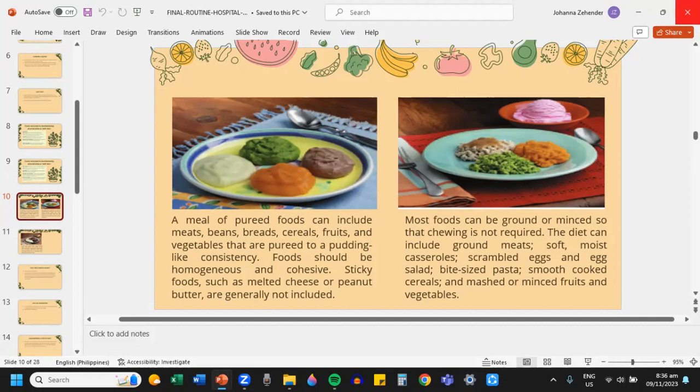Okay, so kung ground, ano siya, very fine, fine particle. So may makikita pa rin ko yung mga piraso-piraso. Okay? Pag pureed naman, quite soft. Okay? So talagang almost na liquefy pero mas thick yung consistency niya. Soft siya but not sticky. Okay.